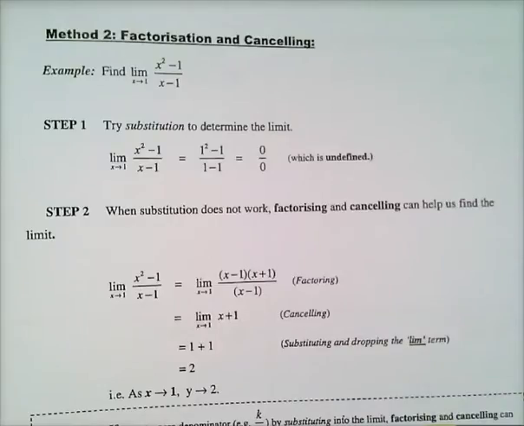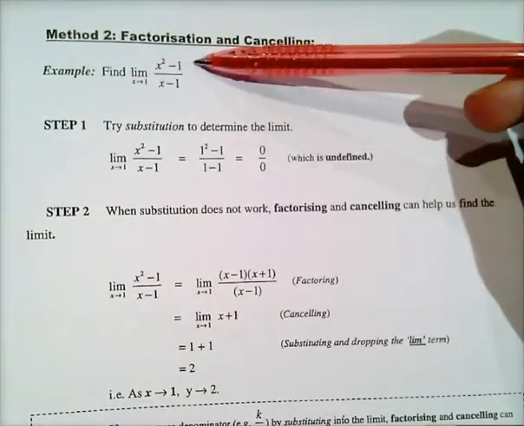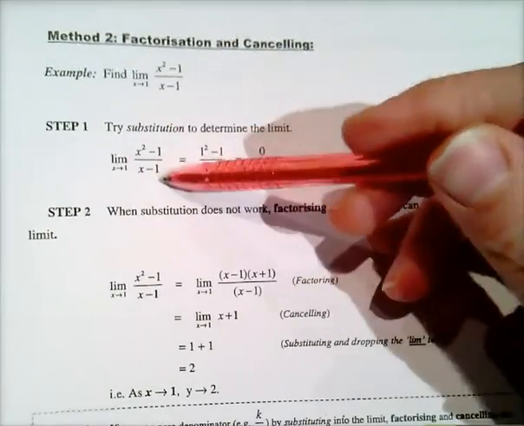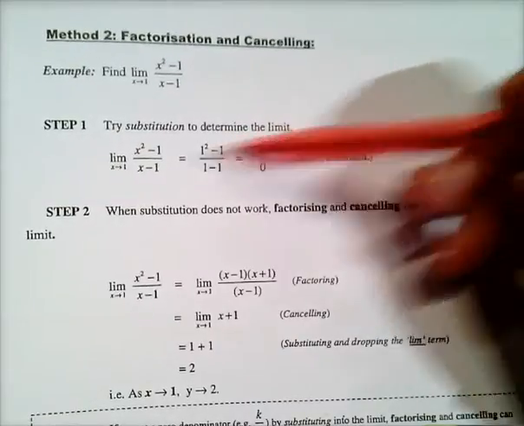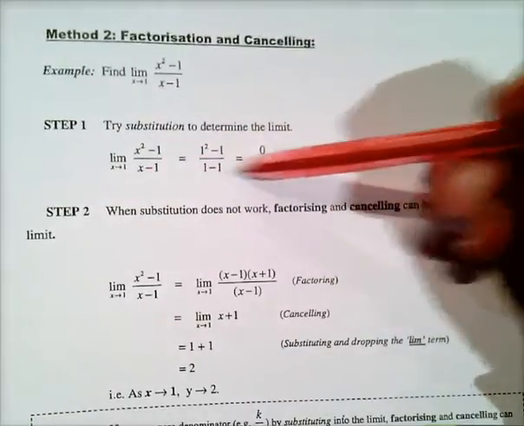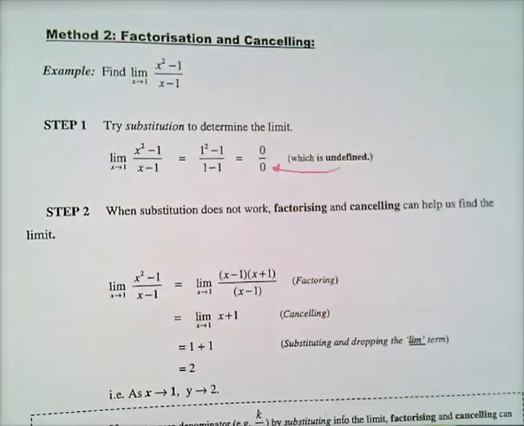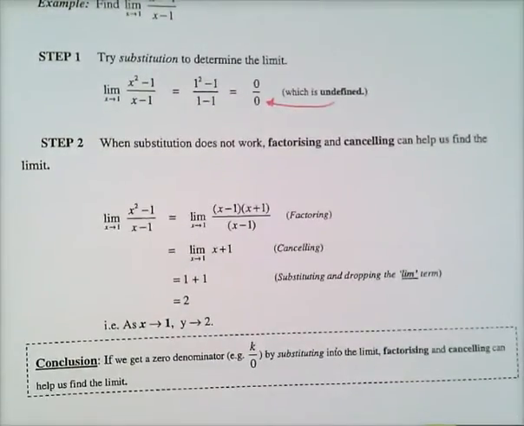Now, turning over the page, method 2, factorization and cancelling. The limit as x approaches 1 of this function, x squared minus 1 over x minus 1, when we try the substitution, we end up with 1 squared minus 1, which is 0. Now that is fine up there, but on the denominator we get 1 minus 1 is 0, and it's the 0 on the denominator which causes this statement here to be undefined. So when substitution doesn't work, we need to factorize and cancel to help find the limit.